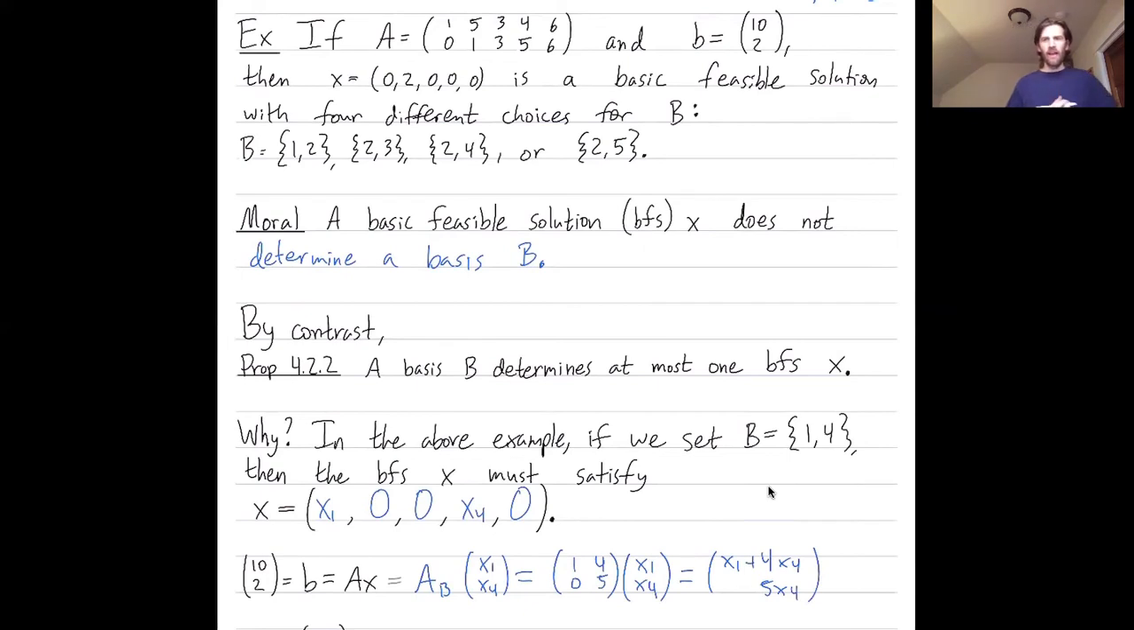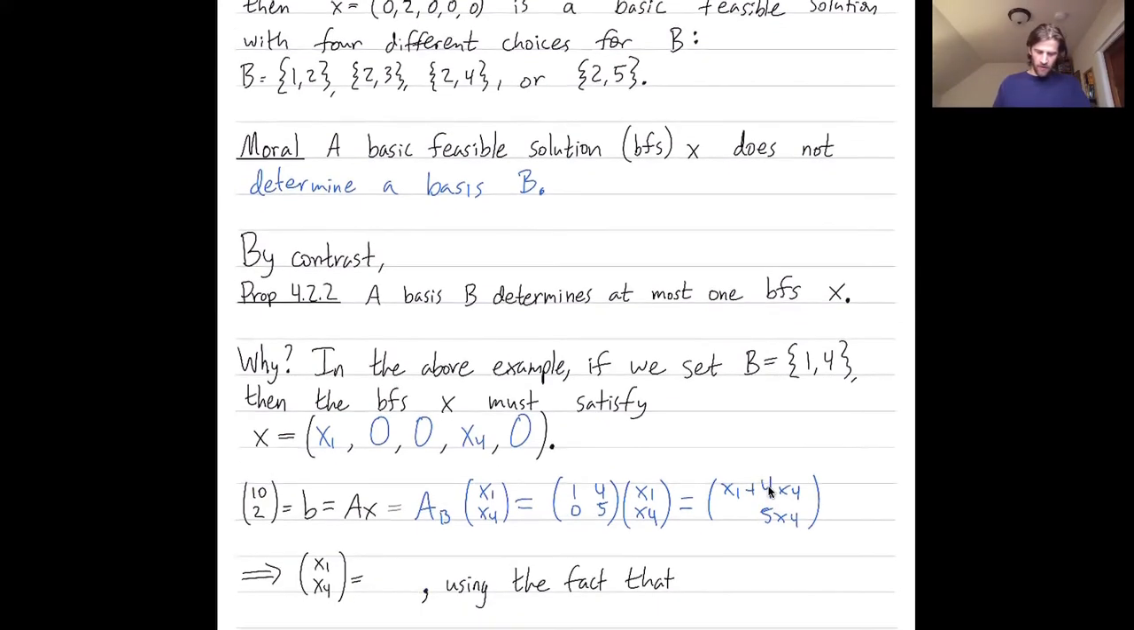Okay. At this point, we can solve for x1 and x4. We have this system of 2 equations and 2 unknowns. This bit has to equal 10. This bit has to equal 2, right? AB is a non-singular matrix, so I could multiply by its inverse. That might be one way to solve it.